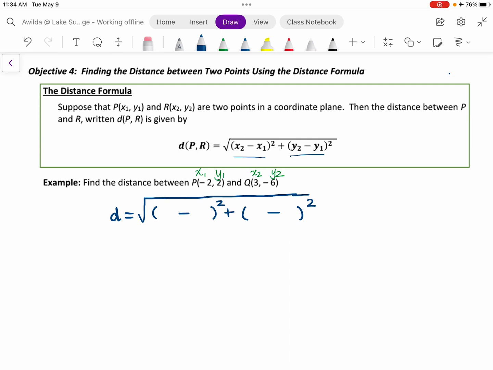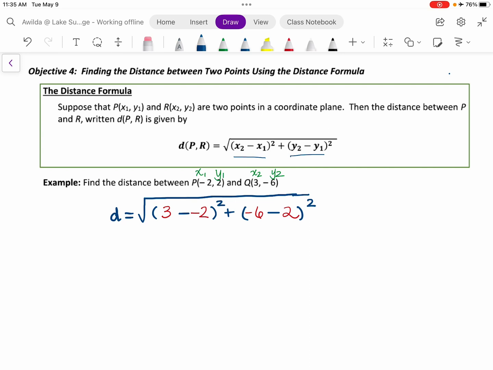So I'm going to insert the 4 coordinates as follows. X sub 2 is a 3. X sub 1 is a -2, so we're actually going to be subtracting a -2. In the second set of parentheses, y sub 2 is a -6. And from that, we're going to be subtracting y sub 1, which is a +2.